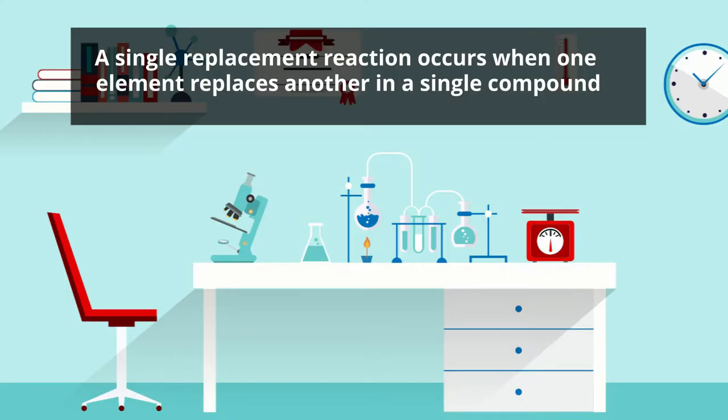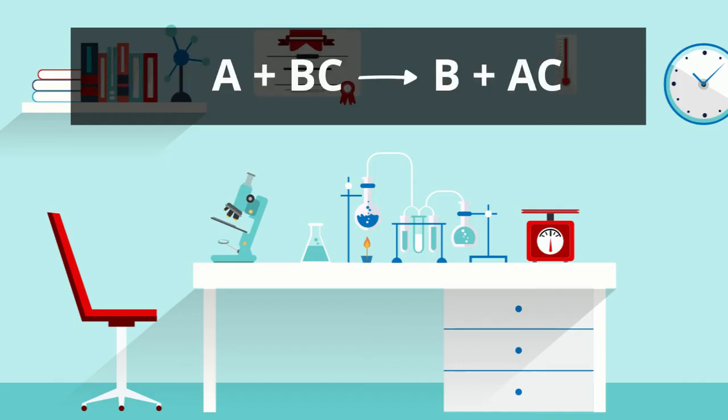A single replacement reaction occurs when one element replaces another in a single compound. This type of reaction can be generalized with this equation. A plus BC yields B plus AC. During the reaction, A replaces B, forming the product AC.